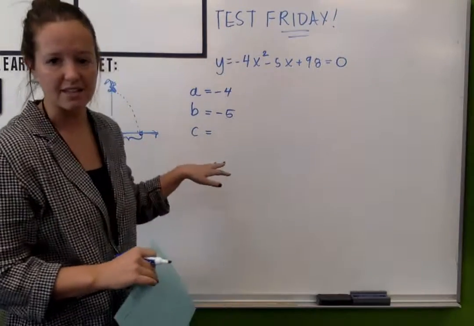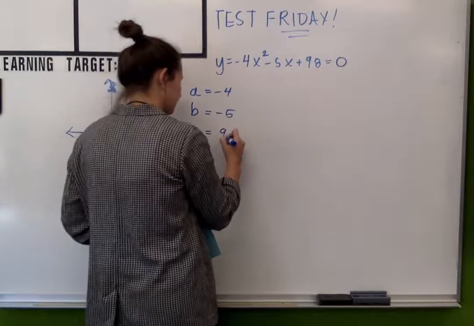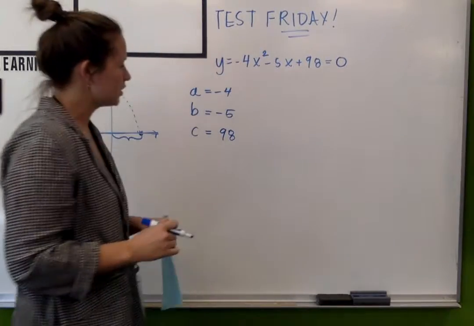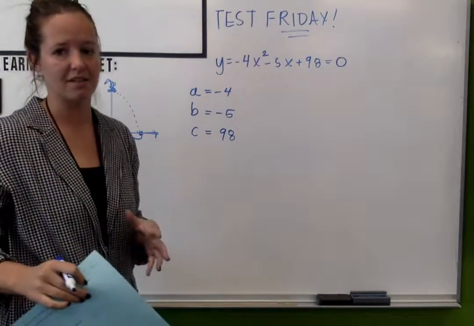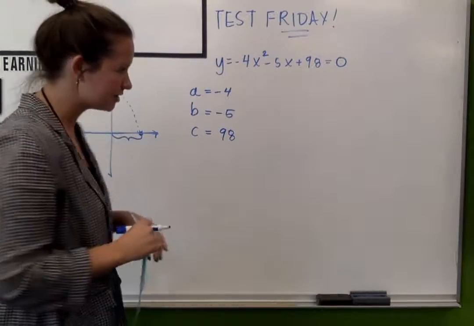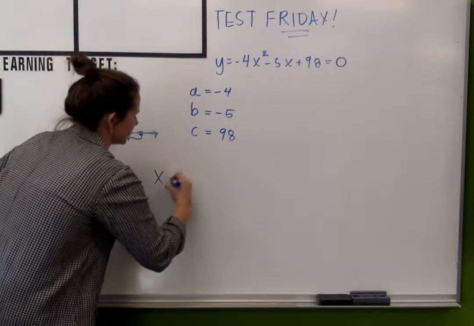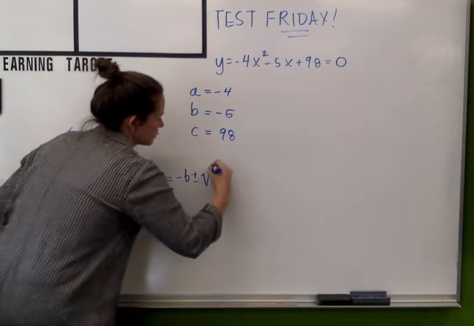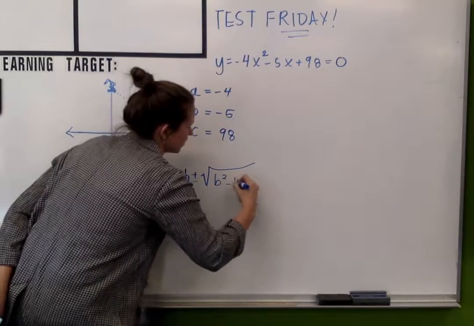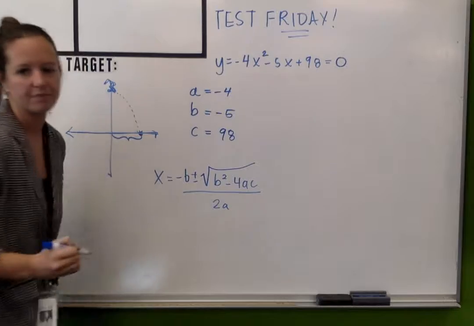And then C is the number that's by itself, which is 98. Once you have those 3, then it's just plugging them into the equation. I played you the video last time in class. I hope you have it memorized by now, but I'll write it up here just in case you don't. It's x equals negative b plus or minus the square root of b squared minus 4AC all over 2A.